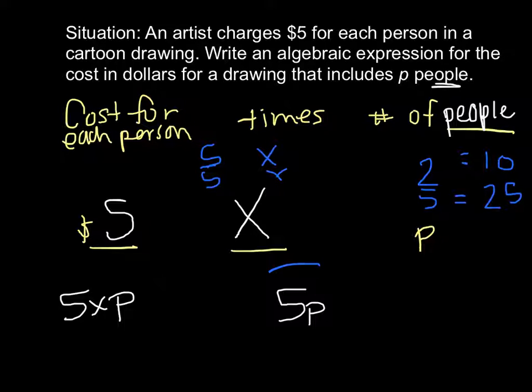So this expression 5P works to figure out however much it would cost you regardless of how many people you had, because you can just insert or substitute the number of people in for the letter P, and it will give you the answer for your real-world situation.